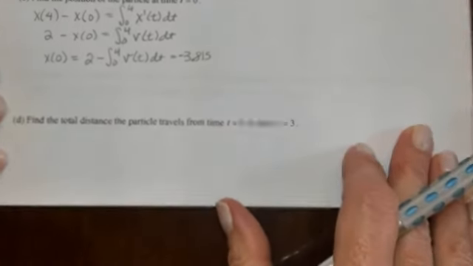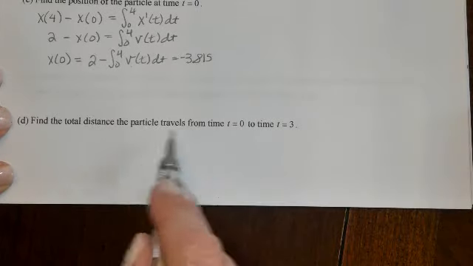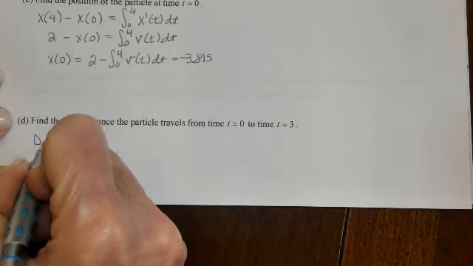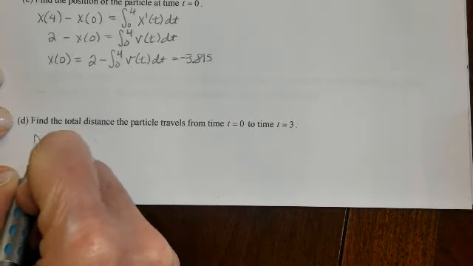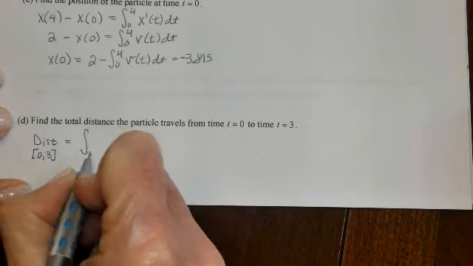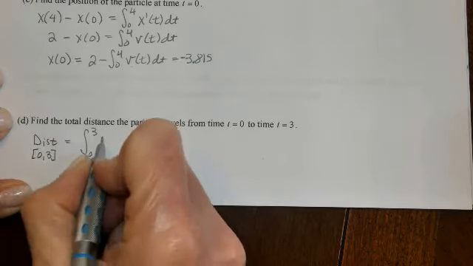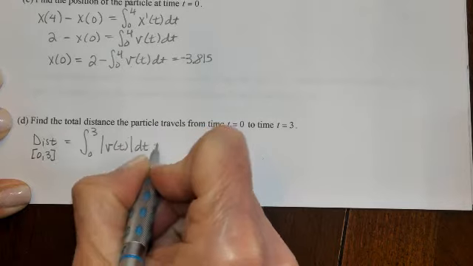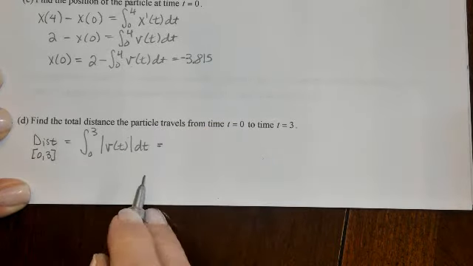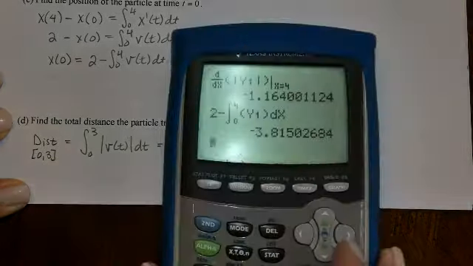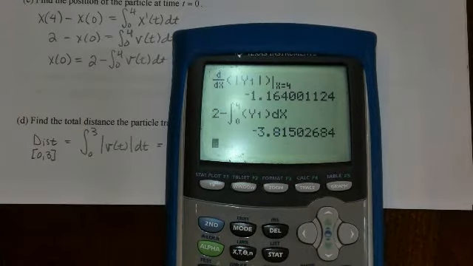Part D. Find the total distance the particle travels from time 0 to time 3. So distance from 0 to 3 will be the integral of speed, and speed is the absolute value of velocity. Since this is calculator active, that's definitely the way I would do this one. Just plug it in your calculator.